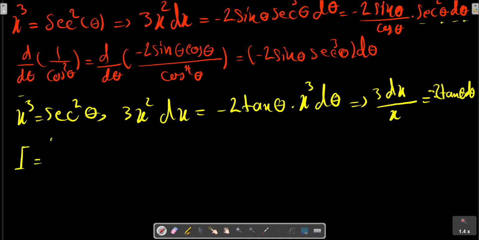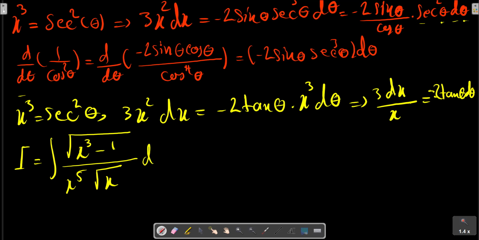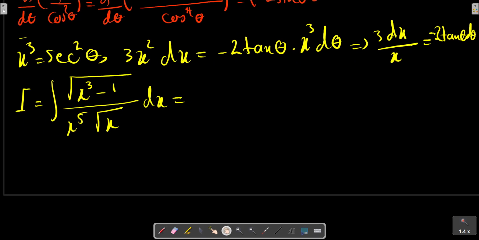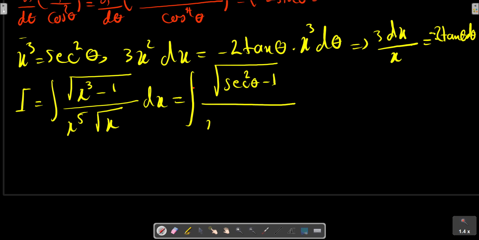Our integral was x³ minus 1, x¹¹ under sqrt x⁵ dx. dx on x equals 2 tangent θ, the integration of secant²θ minus 1, x⁵ x⁴.